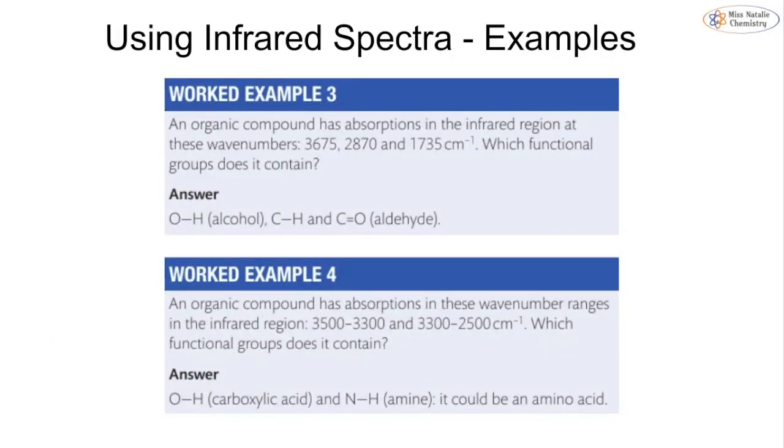Worked example 3 gives us the wave numbers and then asks us to figure out which functional groups it contains. So we're going to have absorptions at 3,675, 2,870 and 1,735. So we would match each of these up to the data book and we would see that the 3,675 would be our alcohol, the 2,870 would be our CH bonds, and our 1,735 would be our aldehydes. This is simply just using your data book.